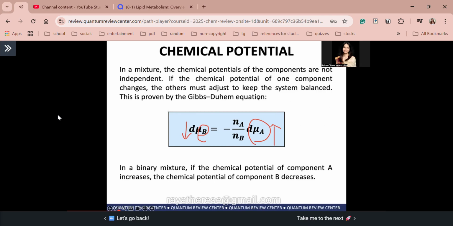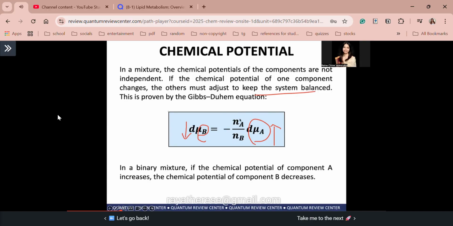Okay? Because, guys, the chemical potentials of the components of a system, let's say the components are A and B, are not independent from each other. Right? Because there are two components of one system. They are in one system. Therefore, if the chemical potential of one component, like component A, changes, then the chemical potential of B should also adjust to keep the system balanced. Okay? To keep the equilibrium.